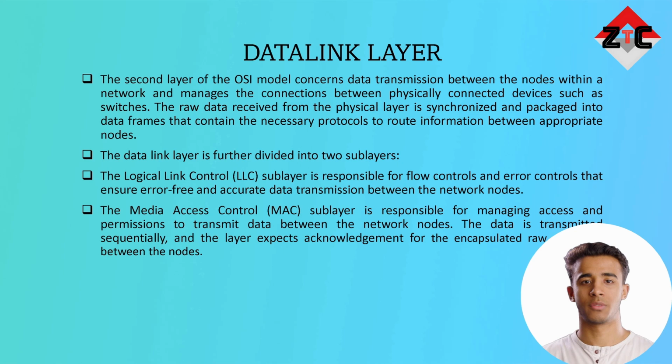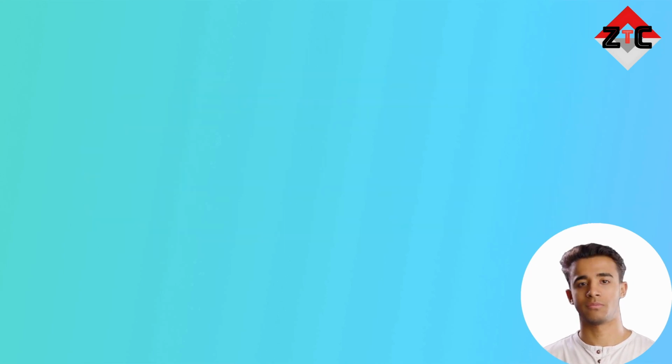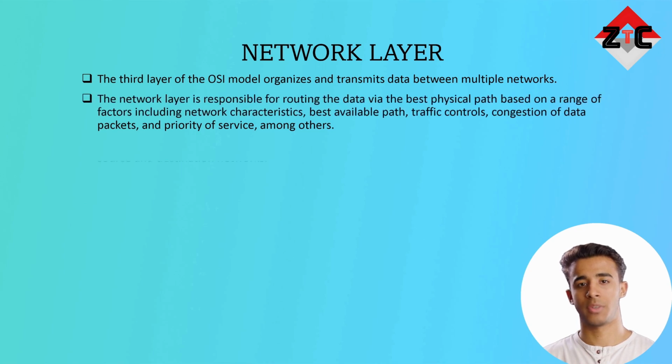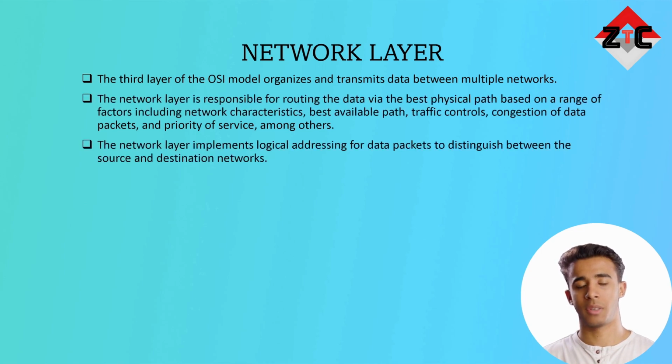The media access control (MAC) sublayer is responsible for managing access and permissions to transmit data between the network nodes. The data is transmitted sequentially, and the layer expects acknowledgement for the encapsulated raw data sent between the nodes. The third layer of the OSI model organizes and transmits data between multiple networks. The network layer is responsible for routing the data via the best physical path based on a range of factors including network characteristics, best available path, traffic controls, congestion of data packets, and priority of service, among others. The network layer implements logical addressing for data packets to distinguish between the source and destination networks.